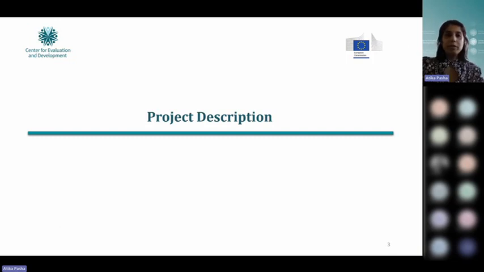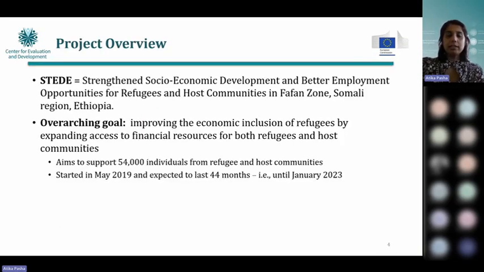Right, so briefly to describe the project, this is a very simplified description. It's a much more complex project, but the name of the project is C4ed, which is to strengthen socioeconomic development and better employment opportunities for refugees and host communities in this zone in Somali region in Ethiopia. So the great idea or greatness of this title is that you basically get the overall idea of the program through here.